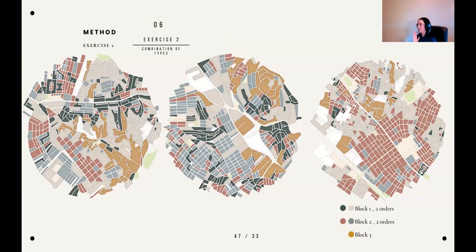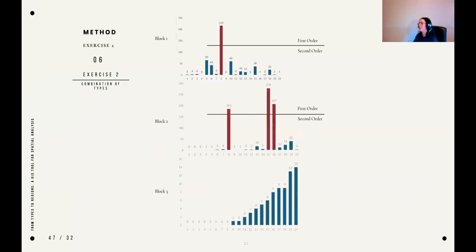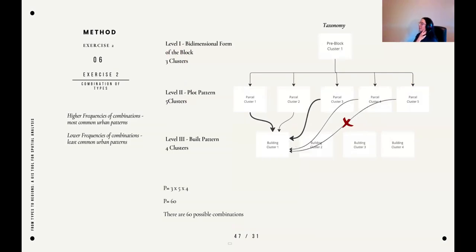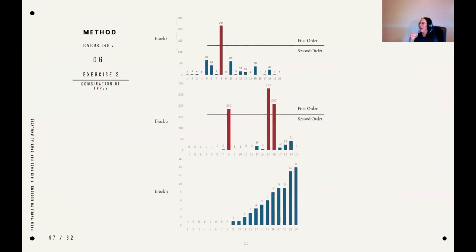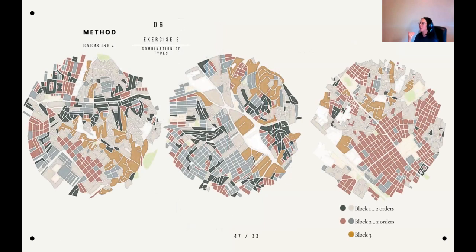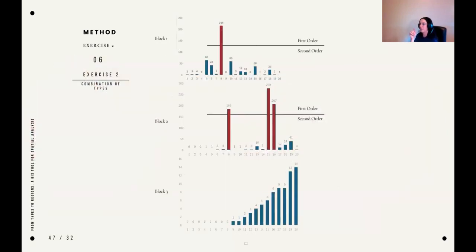The colors here represent the frequency of the combination. So how often do they occur? From block 1, from block 2, and from block 3. As you recall, I told you that our block is the spatial unit of analysis. The pre-block, sorry, is our spatial unit of analysis. So from the three, we can create all the combinations. That's why what you see here is the frequency according to each block. So for example, block 3, which does not have high frequencies of combinations, has just one order. Whereas in the first and the second, we have the most frequent combinations in red here in the histograms, and the ones that do not occur so often in blue.